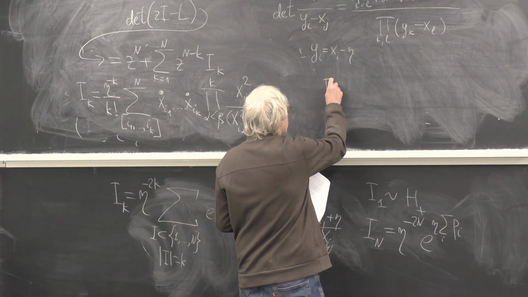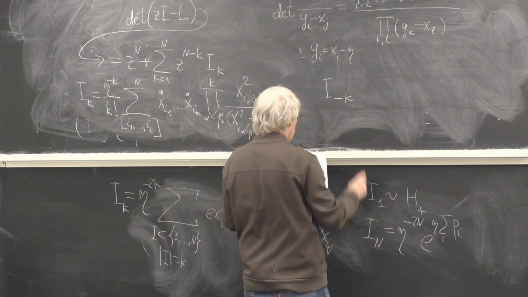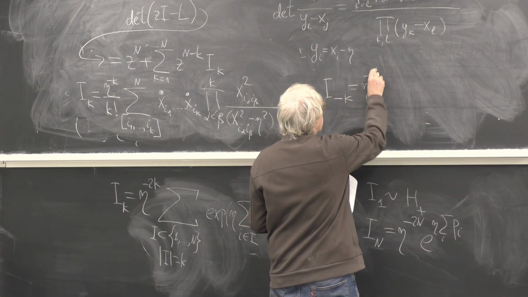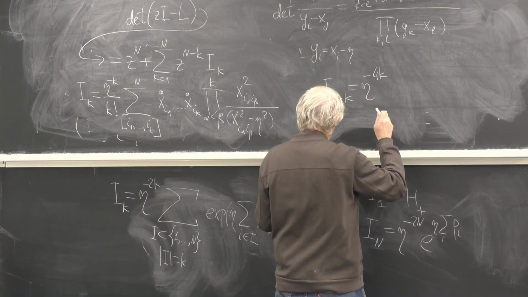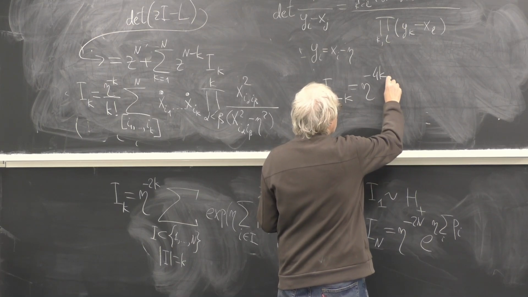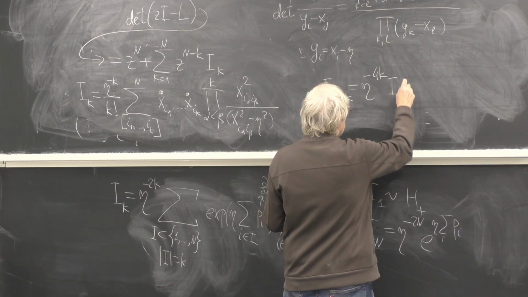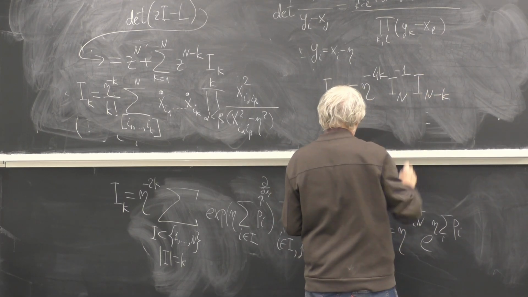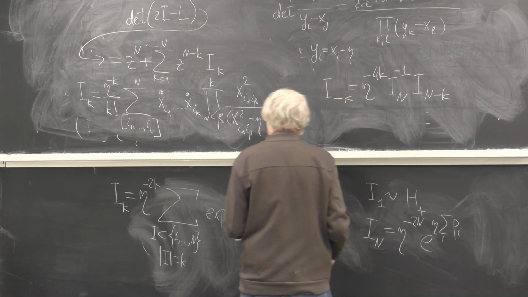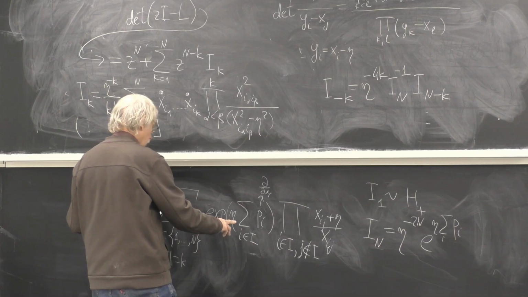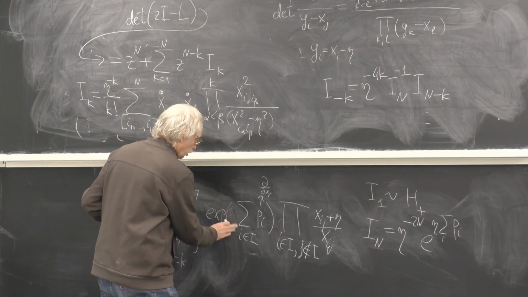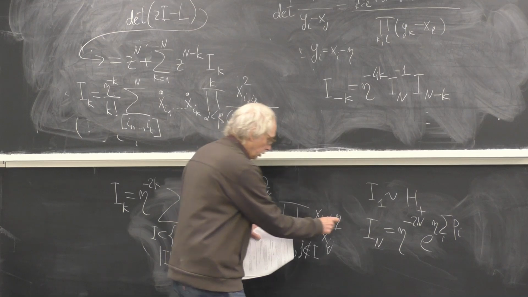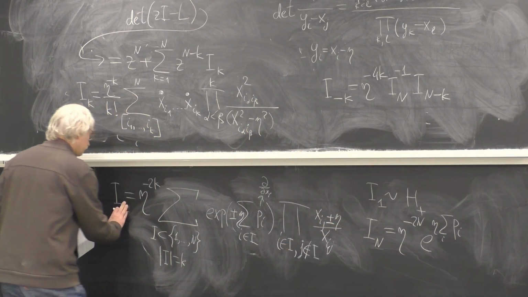It is convenient to introduce also I minus k, which are already dependent, but it's convenient to use them as well. The definition is like this. And in this expression, what is changed is the sign here and the sign here.